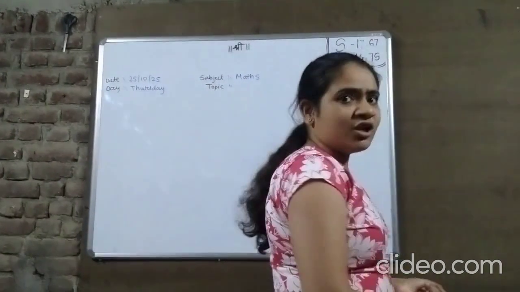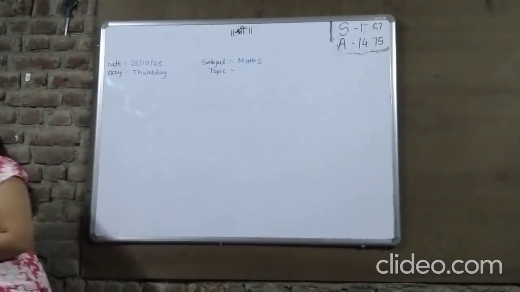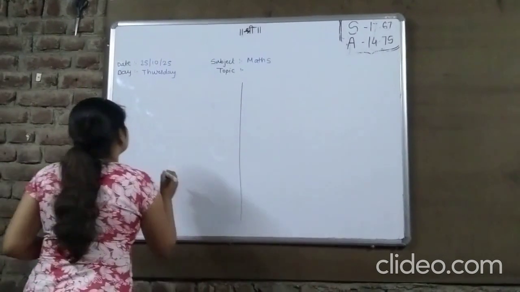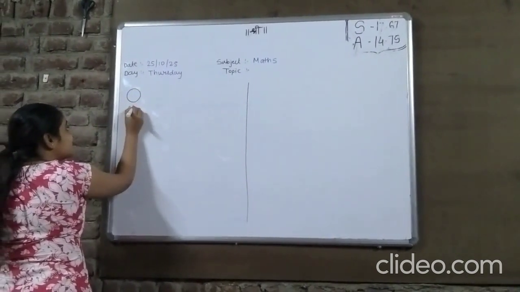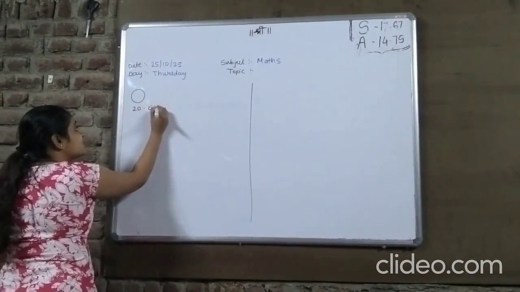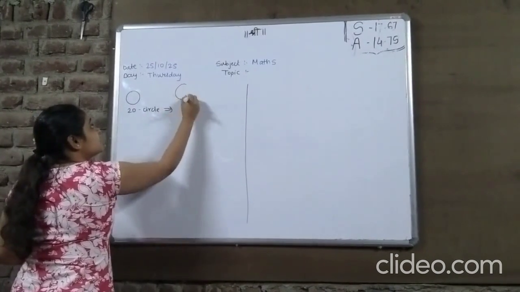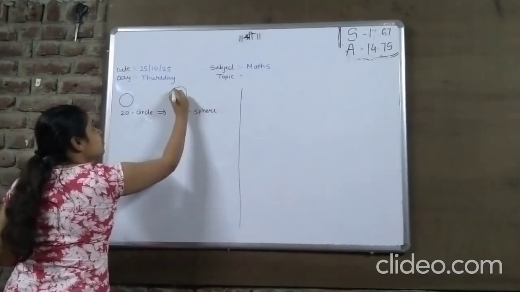Have you seen a ball? Yes. Which shape does a ball have? Circle. No, sphere. In 2D it is a circle, but when we talk about 3D, it is a sphere. It is wholly filled, right?